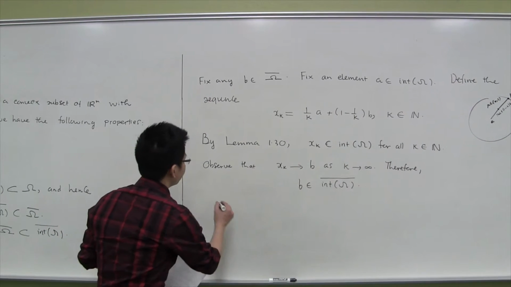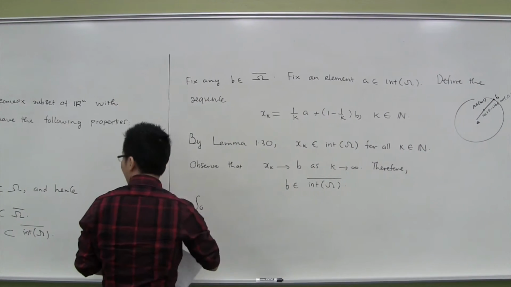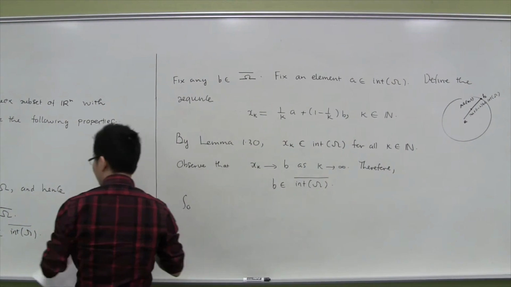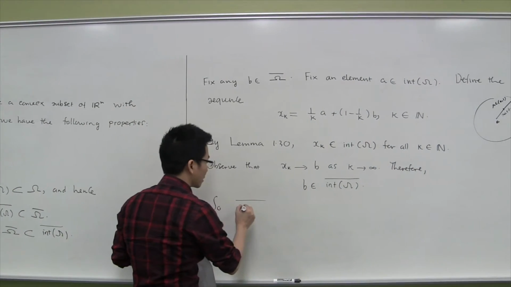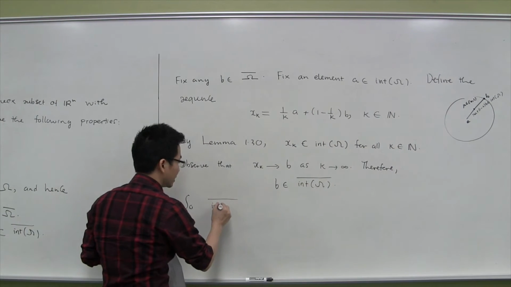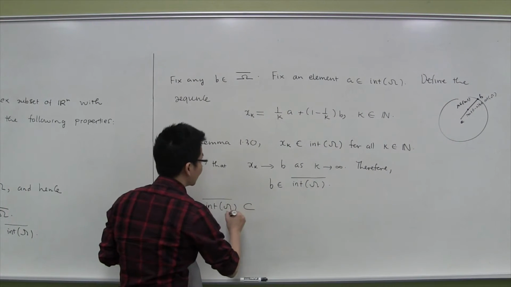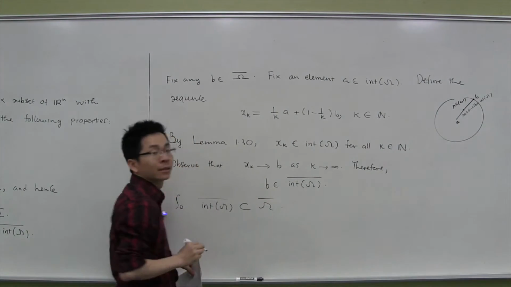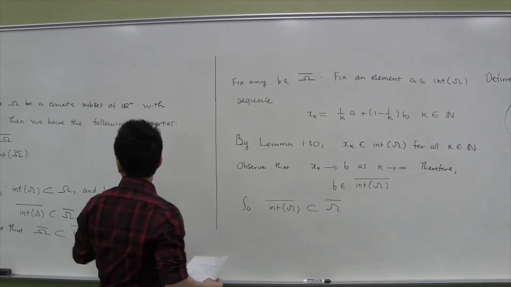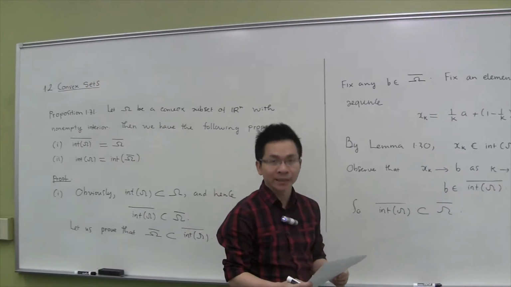So we have showed that the opposite inclusion here is satisfied. That means the closure of the interior of omega is a subset of the closure of omega. So the proof for I is complete.